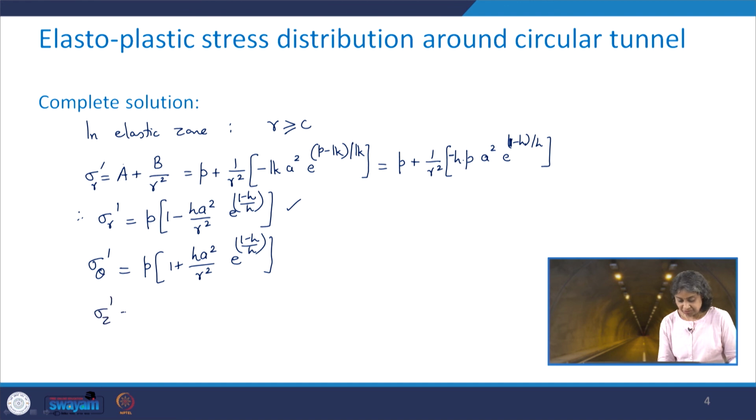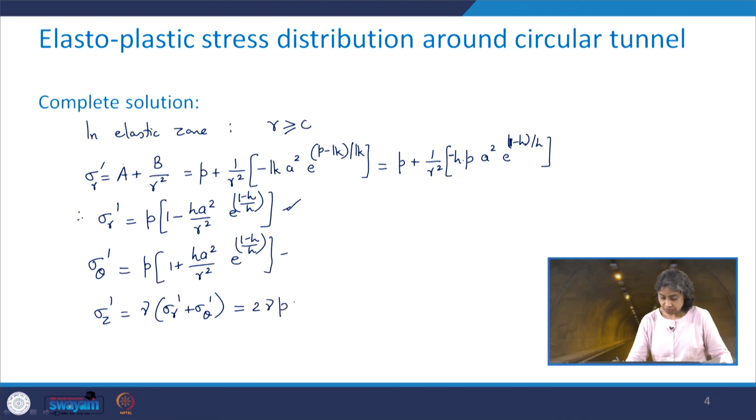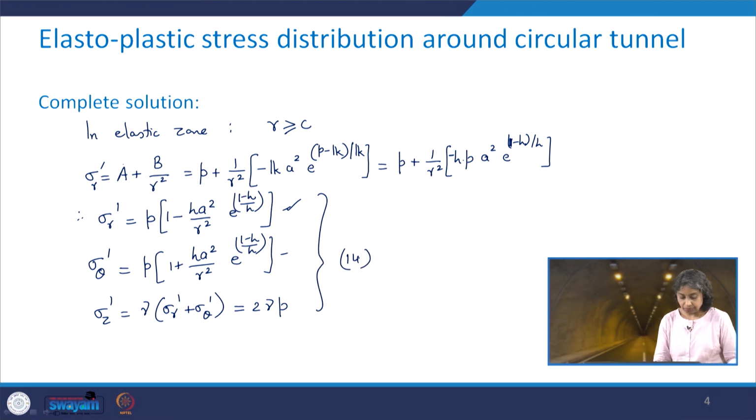Sigma z prime will be nu times sigma r prime plus sigma theta prime, and if you substitute these here, what you will get is 2 nu p. I will make these equations as equation number 14, and we found out the expression for C as A e to the power 1 minus h upon 2h.